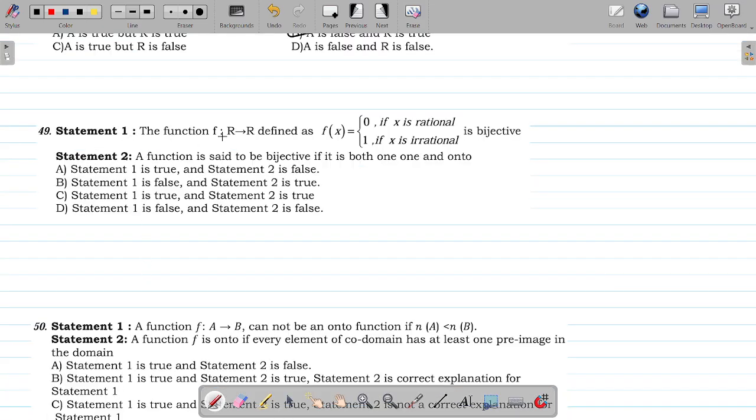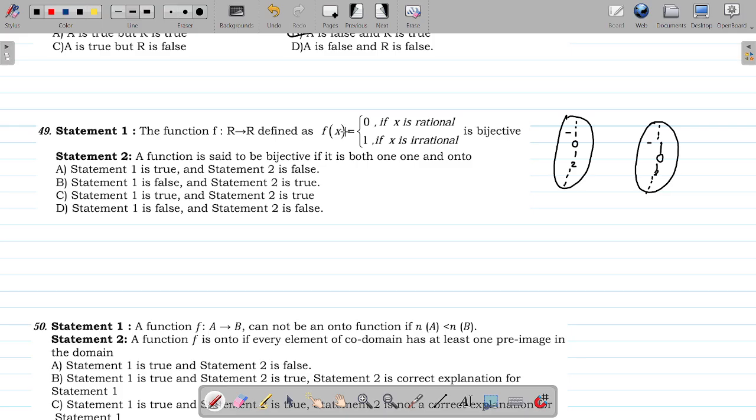Next, 49. Statement 1. The function f from R to R defined as f of x is equal to 0 if x is rational, 1 if x is irrational. All the real numbers are there: minus 1, 0, 1, 2 and so on. Here also minus 1, 0, 1, 2 and so on. But here they have defined the function like if x is rational, 0.